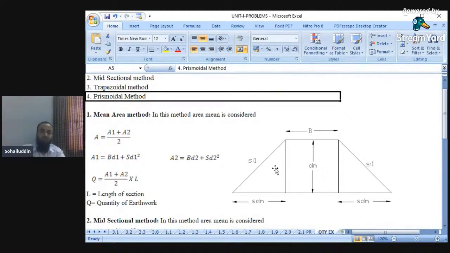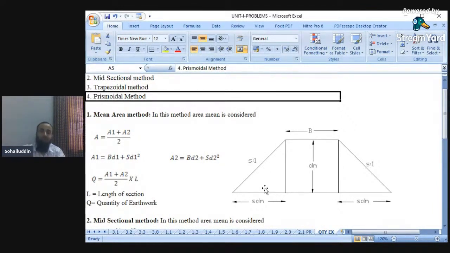Again we have to find the area of this triangle, and the area of this triangle, and the area of this rectangle. So there are two triangles and one rectangle. The area of the complete figure is nothing but the addition of the three, that is, the two triangles and one rectangle.